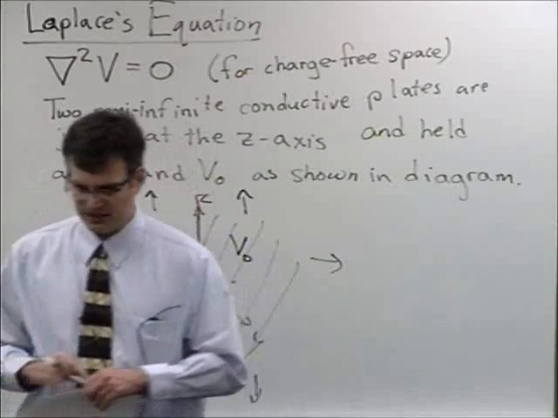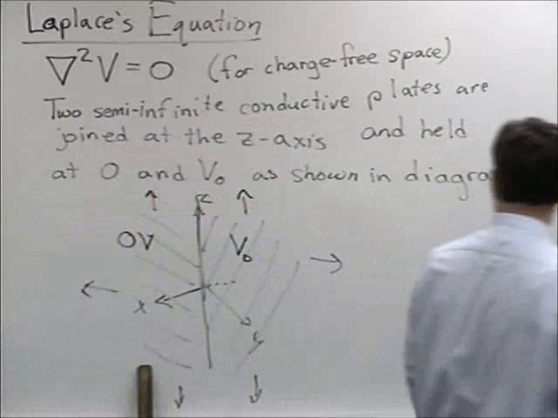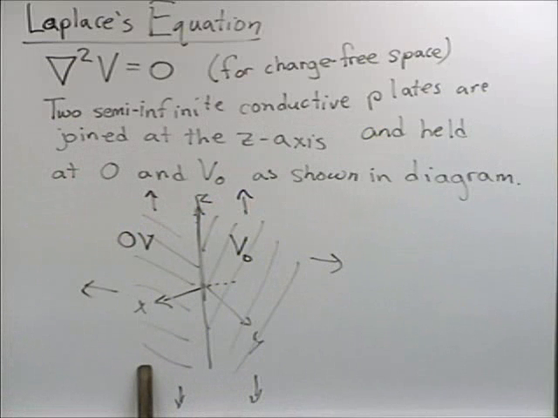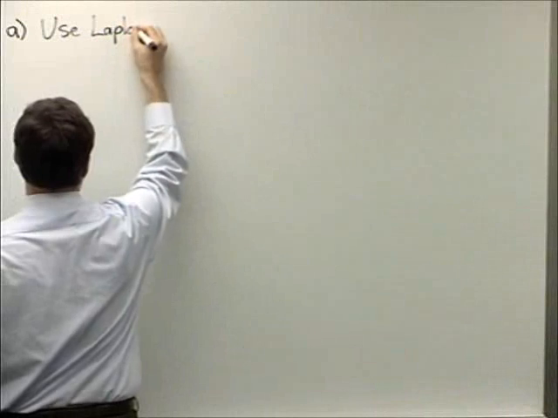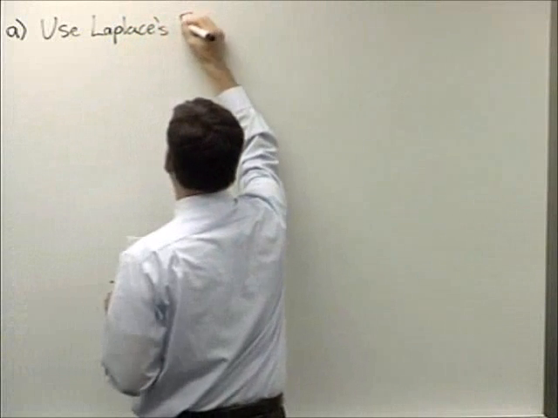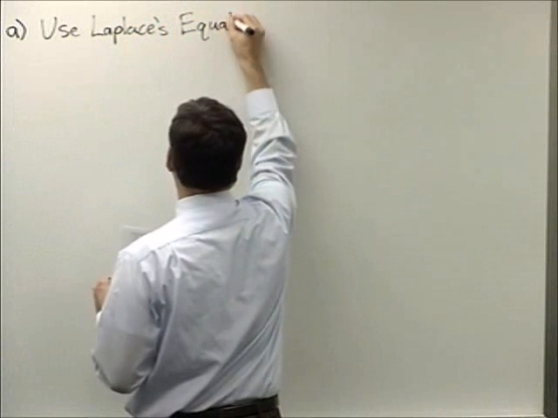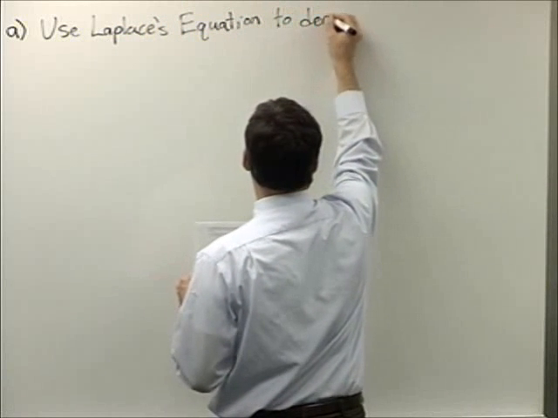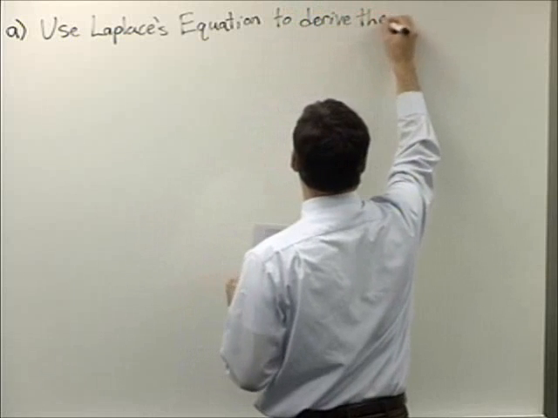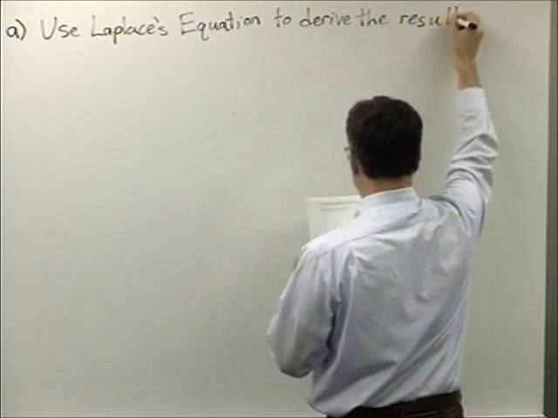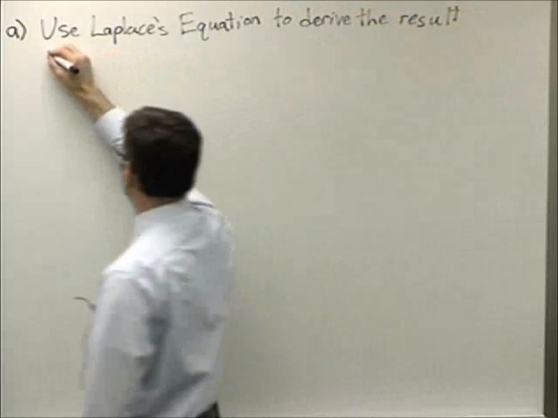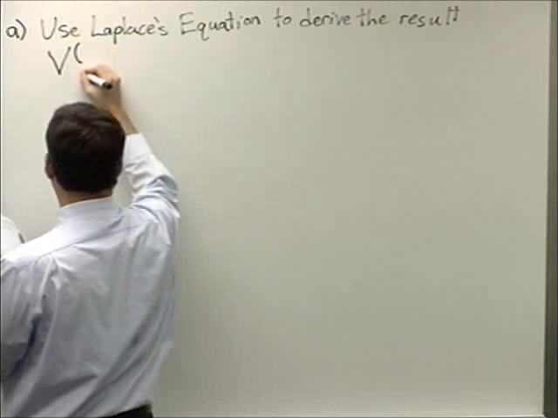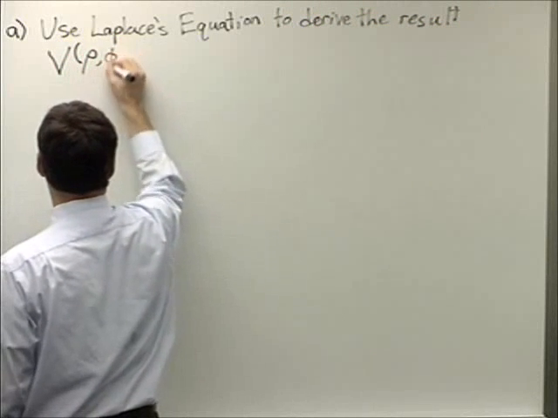And there's several parts of this question that are discussed. And we'll do all of them. Part A says, use Laplace's equation to derive the result, voltage as a function of rho, phi, and z.